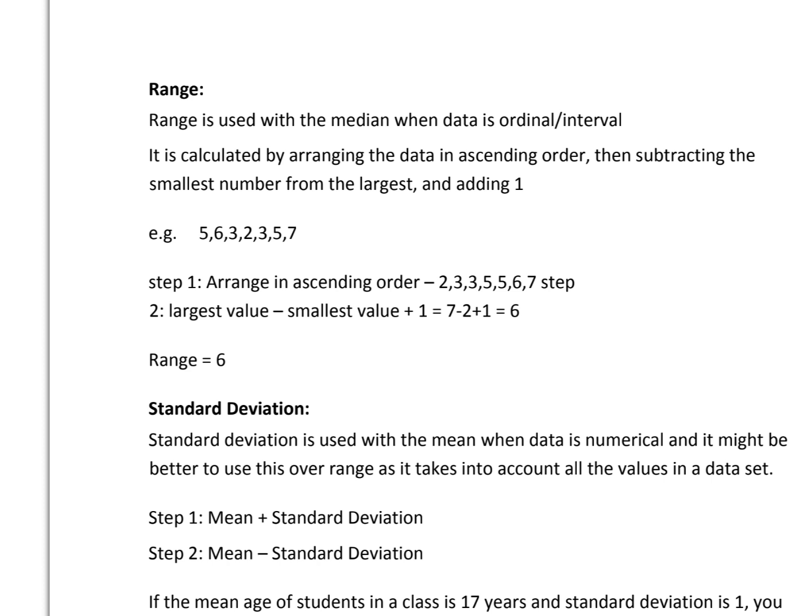So range is one such measure of spread. It is calculated with the median, like I said. So median was always when you put data in ascending order. Over here, we're also putting data in ascending order. That's the first step. So data is arranged in ascending order. Now the formula is largest value minus smallest value plus 1.